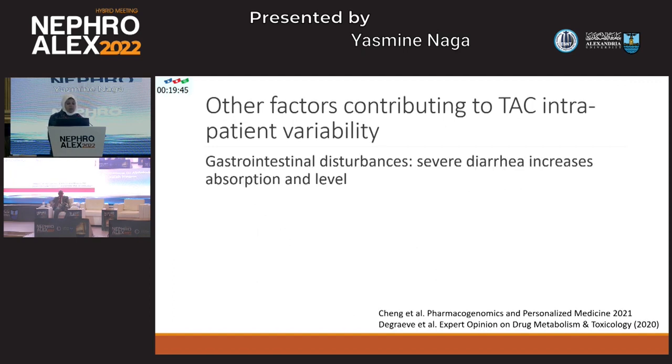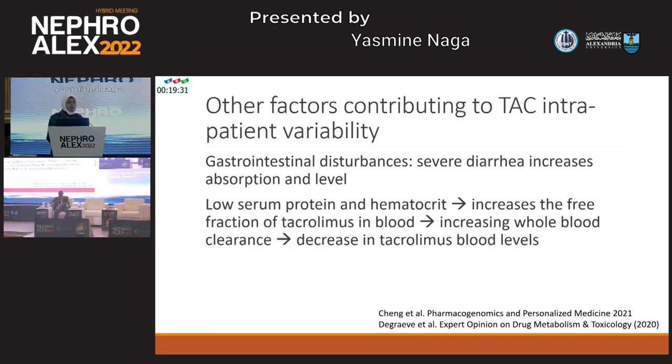There are other factors contributing to tacrolimus intrapatient variability: gastrointestinal disturbances. Patients with severe diarrhea, because of the rapid transit time, usually have increased absorption and increased level during the period of severe diarrhea. As we said, it is heavily bound to RBCs and proteins, so low serum protein and low hematocrit may lead to increase in the free fraction and increase clearance and decrease the tacrolimus blood level. So any patient, for example, with acute blood loss, his tacrolimus level should be monitored.